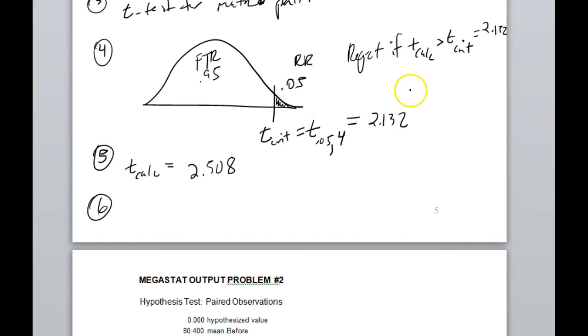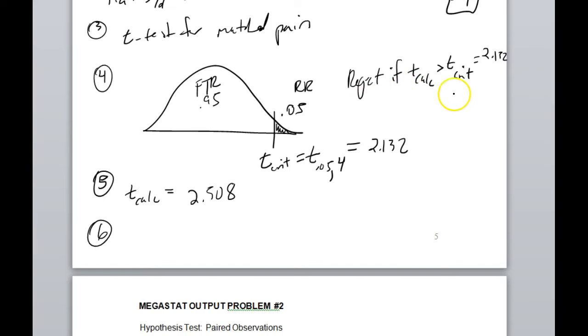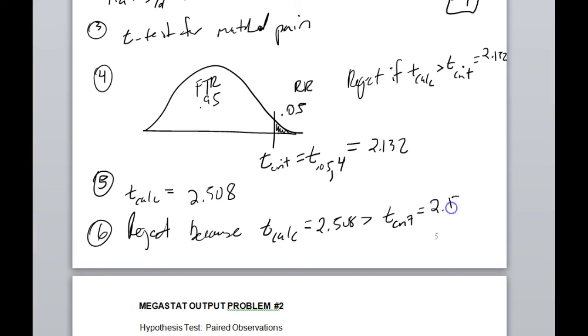Okay, we go back up to what our specification is. We say reject if t-calc is greater than t-crit of 2.132. Well, t-calc is in fact 2.508, which is greater than 2.132, so we reject. So we reject the null hypothesis. And say reject because t-calc equal to 2.508 is greater than t-crit, which is equal to 2.132.